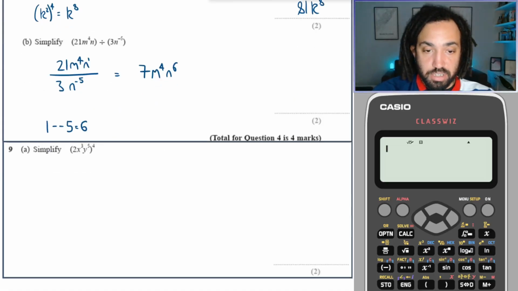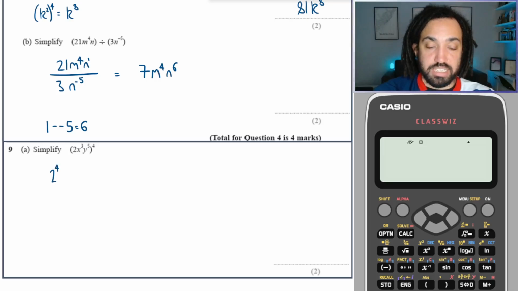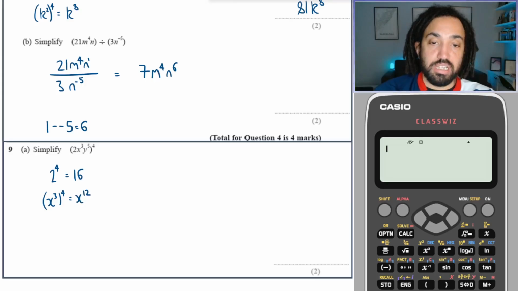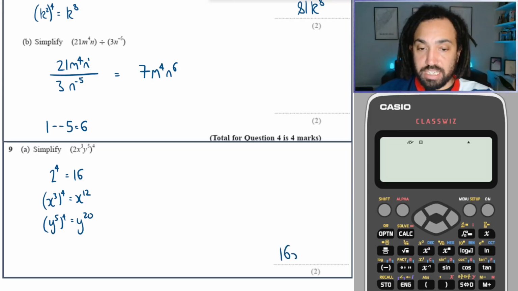Okay, same thing. We look at the numerical part first, raise that to the power 4. That gives me 16. Then let's look at the x cubes. We need to raise that to the power 4. That gives me x to the 12. And then let's look at the y's. That's y to the 5. Raise that to the power 4. That gives me y to the 20. So it's 16, x to the 12, y to the 20.